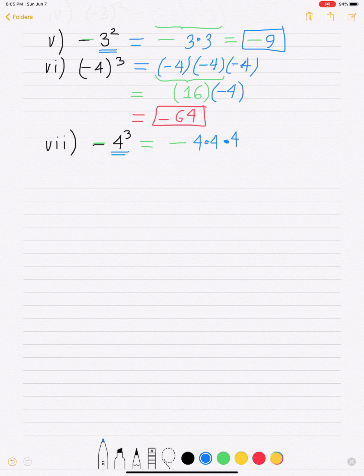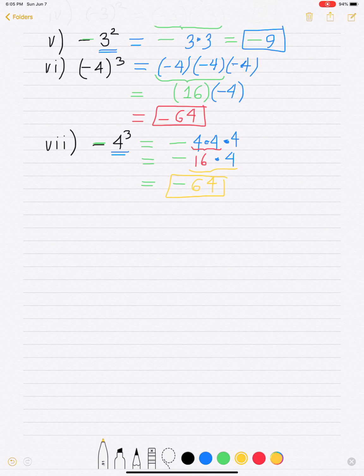So essentially what you do, keep your negative out front, and then you start off doing 4 times 4, which is 16. And don't forget that additional 4 here on the end. So I'm going to keep that negative out front. Then we're going to do what? 16 times 4. What's 16 times 4? 16 times 4 is 64. So you get negative 64. Hey, look at that. We got the same thing as in number 6. Number 7 turned out to be the same as number 6.